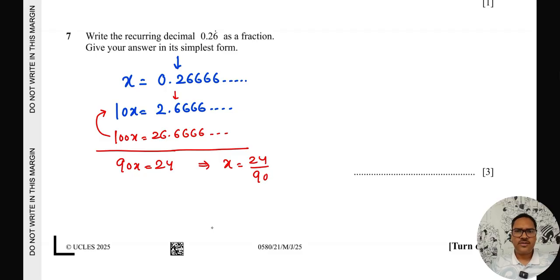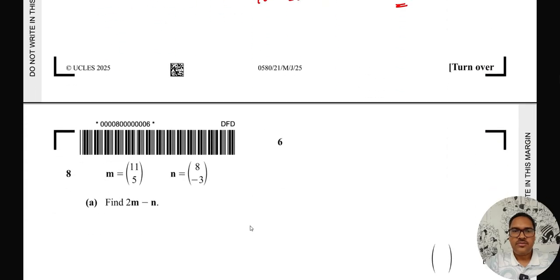Now you can cancel the common factor. So what is the common factor here? You can see 3, that is 8, and this is 30, and there is another common factor 2. This is 4 divided by 15. So what is the answer? This is 4 by 15 is the answer for this question. Okay, so this is how we can easily solve this.